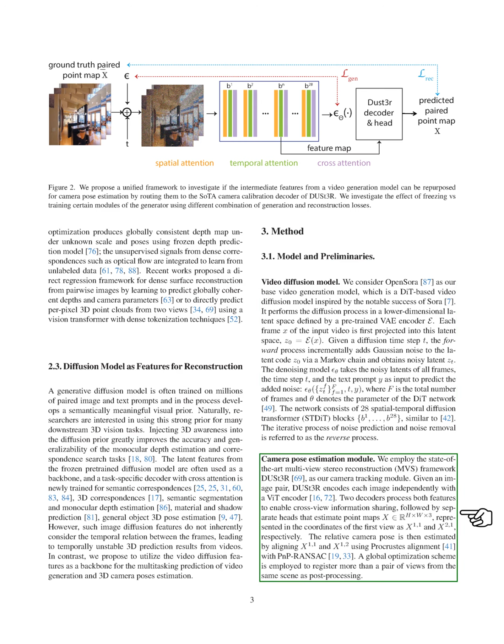For camera pose estimation, we utilize the advanced multi-view stereo reconstruction framework DUSt3R. This framework independently encodes each image using a ViT encoder, allowing two decoders to process the features and share information across views. We then estimate point maps and align them to determine the relative camera pose using Procrustes alignment. Finally, we apply a global optimization scheme to register multiple views from the same scene as a post-processing step.